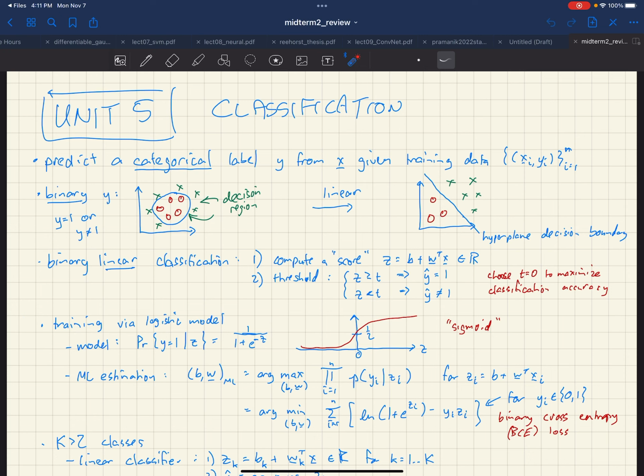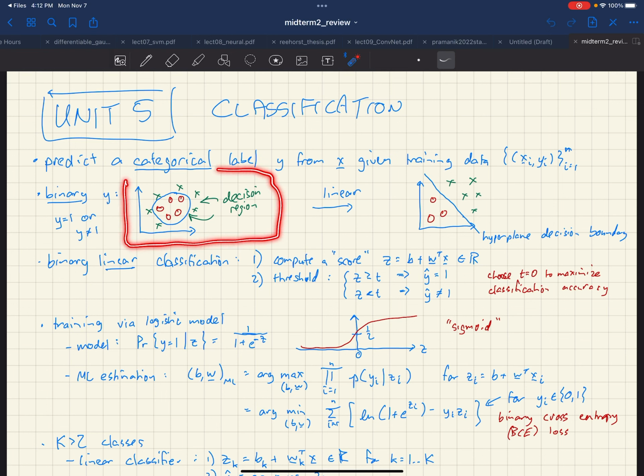And unit 5 is where we started talking about classification. We focused on logistic regression in that case. So just to start, how do we define classification? We predict categorical label Y from some features X, given training data of XY pairs, i going from 1 to n. So in the binary case where we have either Y equals 1 or Y is not equal to 1, Y could be 0 or minus 1.